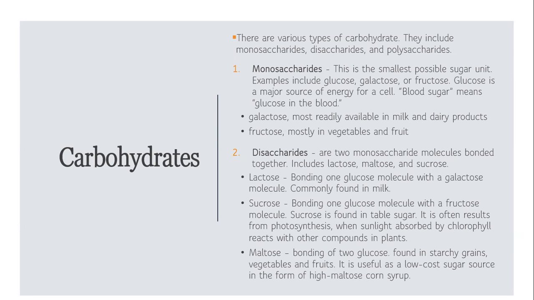Then we also have disaccharides, which means two monosaccharides, di meaning two. This includes the lactose, maltose, and sucrose. So our lactose is the bonding of one glucose molecule with a galactose and is commonly found in milk. Then we have the sucrose, which is the bonding of one glucose molecule with a fructose, and also known as our table sugar. Then lastly, we have the maltose, which is the formation of two glucose and is found in starchy grains, vegetables, and fruits.